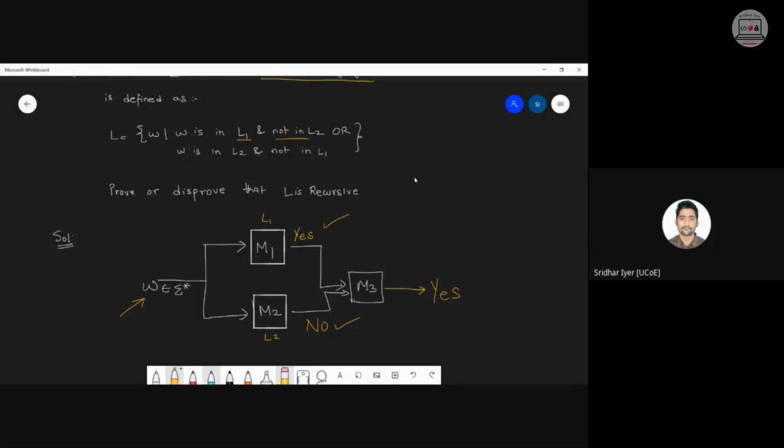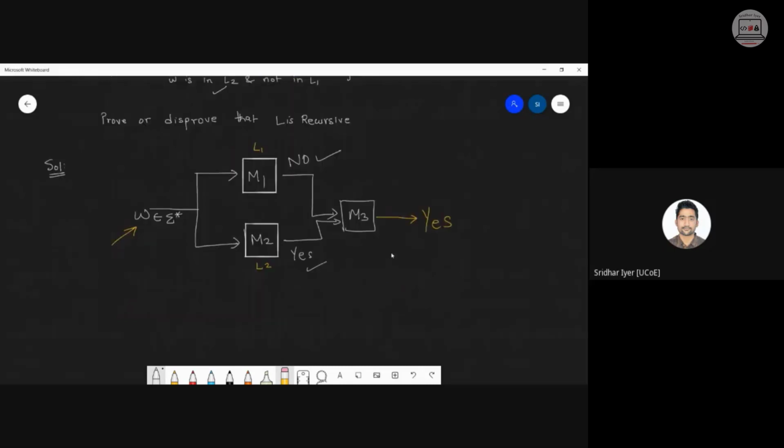Similarly, if I invert it, if I write a no over here and a yes over here, then my condition 2 is getting satisfied because there's an OR in between. So if I'm satisfying this or even this, then also the machine should halt giving yes as an answer. That is, W is in L2, yes, correct, and W is not in L1, that is also correct. In that case also, we will get the answer as yes. So as you can see, my machine M3 is capable of giving no as well as yes.